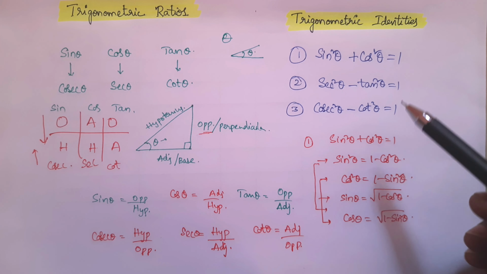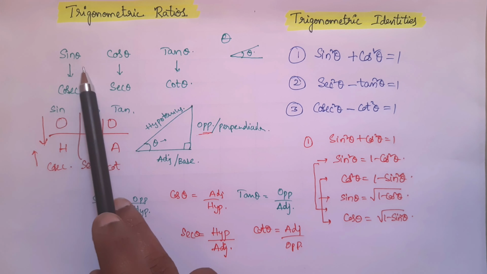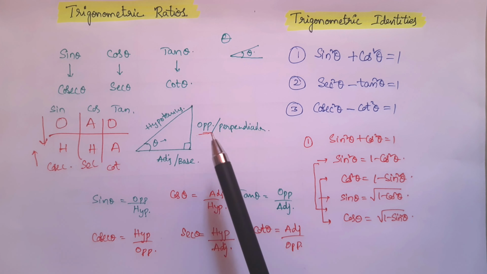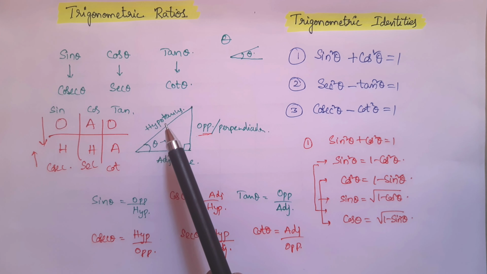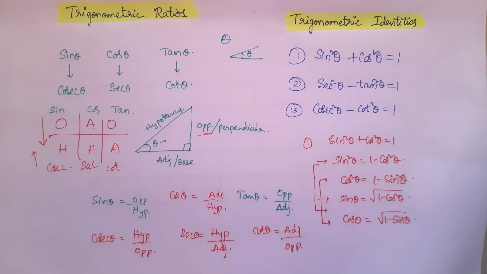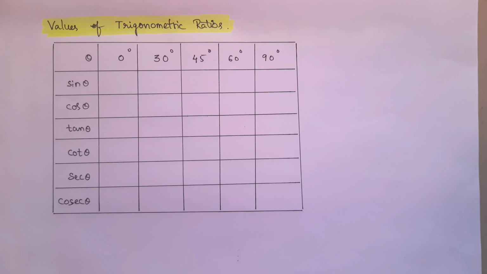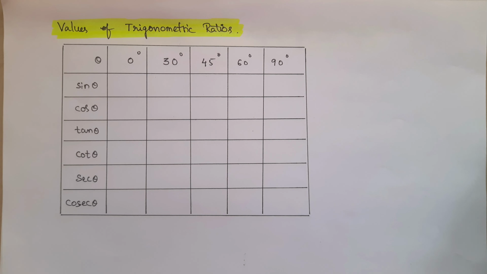So these 3 formulas we consider as trigonometric identities, and these 6 ratios we consider as trigonometric ratios. And why they are called ratios: as we have ratios of those sides, that's why these are called trigonometric ratios. Now coming to the next topic, that is values of trigonometric ratios. Students, now I will tell you how to remember all this.